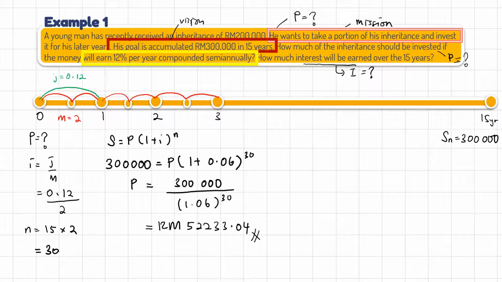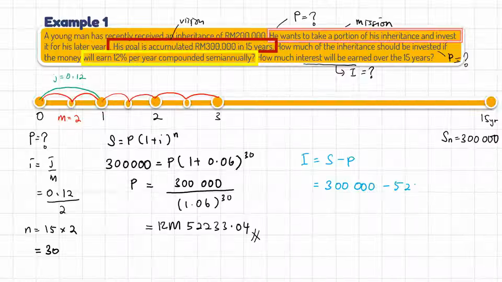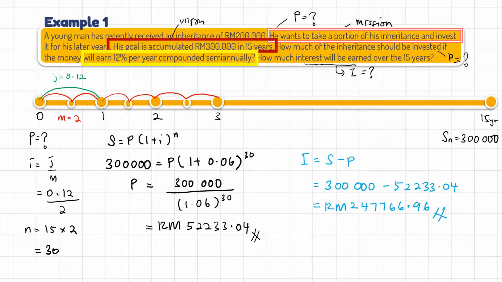This is the first question, and then we continue with the second question where we need to find the interest. The formula for interest is I equals S minus P. Our S is 300,000 ringgit minus P, 52,233 and 4 cents. And the interest that we get is RM247,766 and 96 cents. So this will be the amount of interest the young man gets over the 15 years.